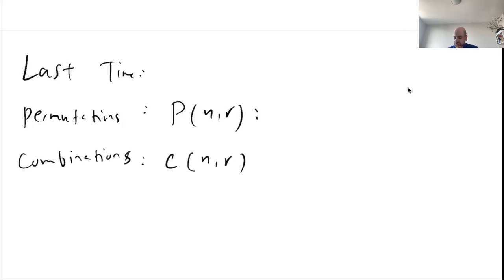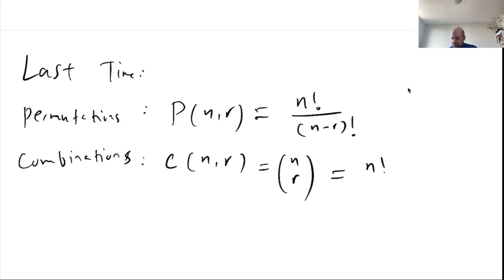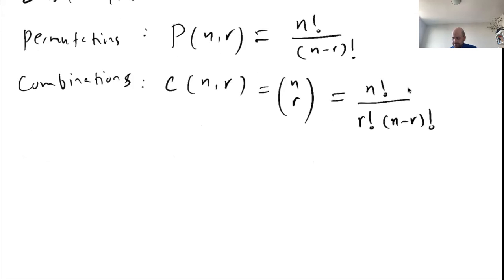In that case, we use combinations. And for this one, we saw that the formula is given by n factorial over (n minus r) factorial, that is for permutations. For combinations, another notation was n choose r, and the formula is n factorial over r factorial times (n minus r) factorial. We also saw some properties of combinations, which are also called binomial coefficients.